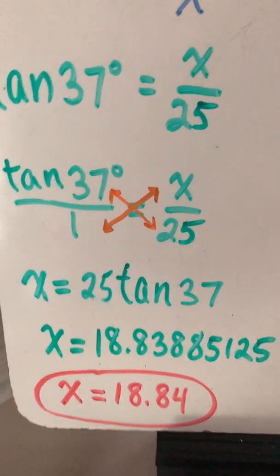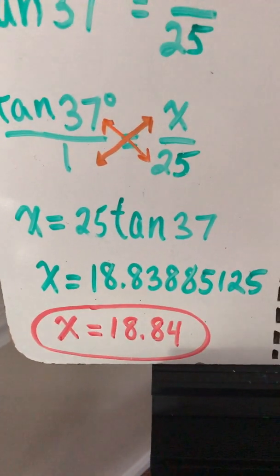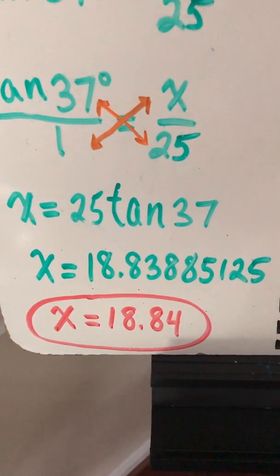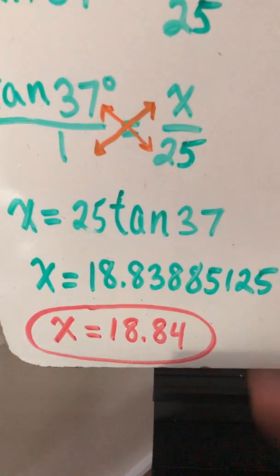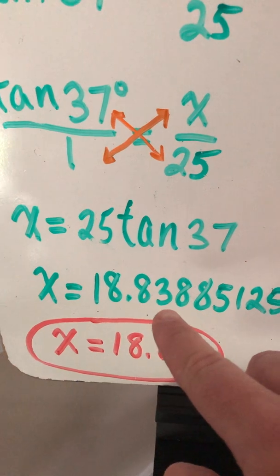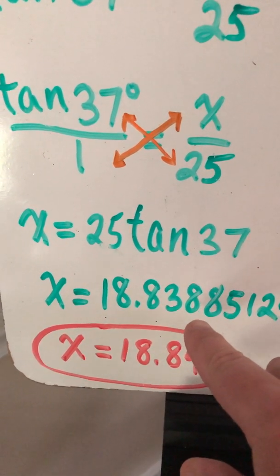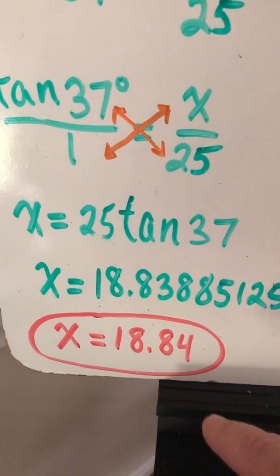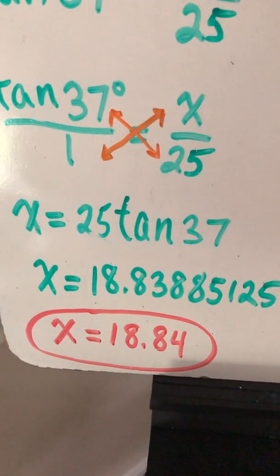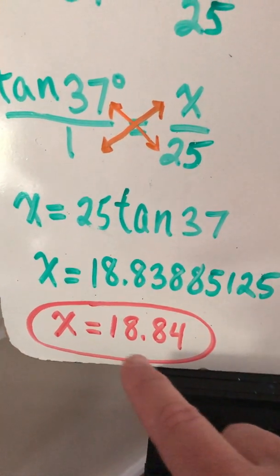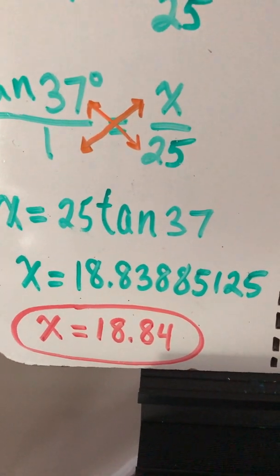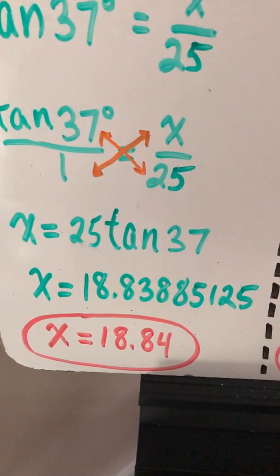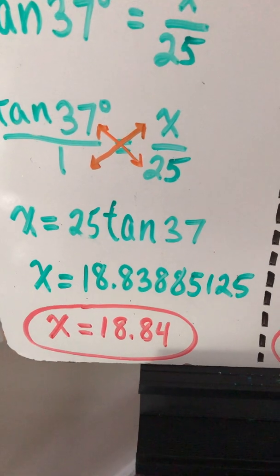So you get this 18.8388512, but it's going to ask you to round to 2 decimal places, or the hundredths place, which means this 3, because of the 8, if this number is 5 or higher, this goes up to 4, okay? So I'm sorry, but the computer will mark it wrong if you put 18.83 as your answer. Your answer will be 18.84, okay?